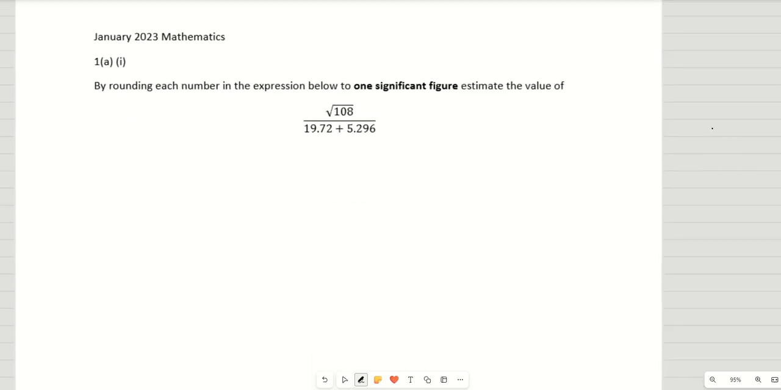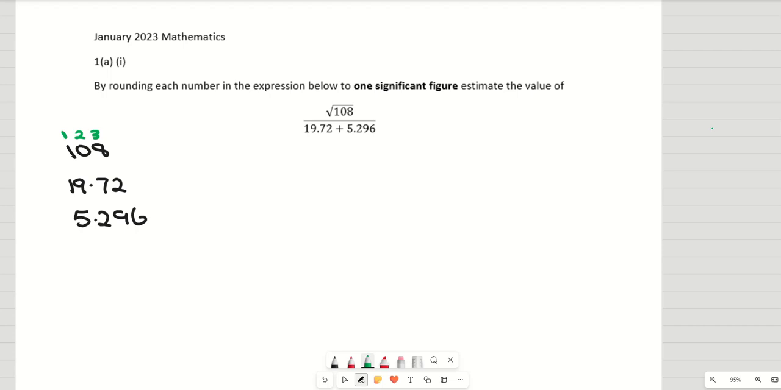Now, that means we have to round off 108 to one significant figure, 19.72 to one significant figure, 5.296 to one significant figure, then put it in there. Now, in significant figures, we always start not from the last digit, but the first digit. So your first significant figure in 108 would be 1. This is your first, 0 is your second, and 8 is your third, right?